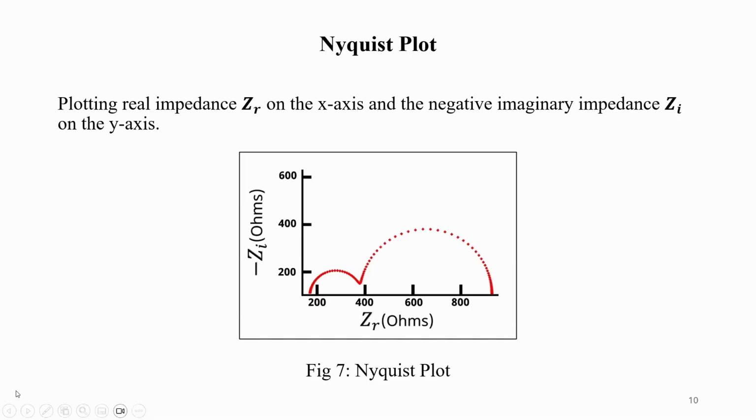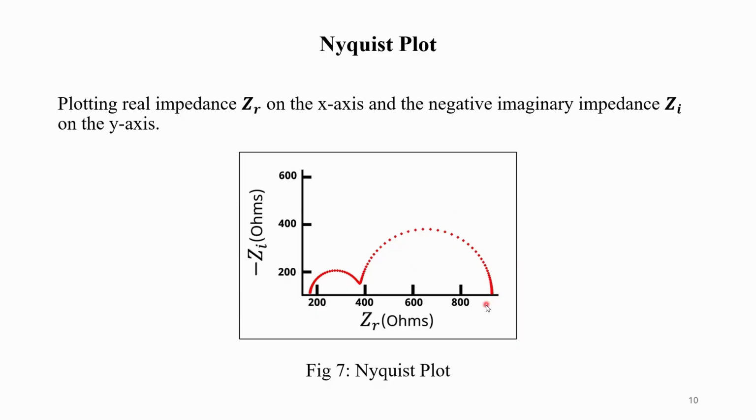Okay, in this slide, we can see the Nyquist plot, which is one of the most important ways to visualize EIS data. In this figure, the x-axis represents the real part of impedance, and the y-axis represents the negative imaginary part. Unlike Bode plots, the Nyquist plot does not show frequency on the axis. Instead, each point corresponds to a different frequency. The curve shape in the plot usually forms a semicircle.